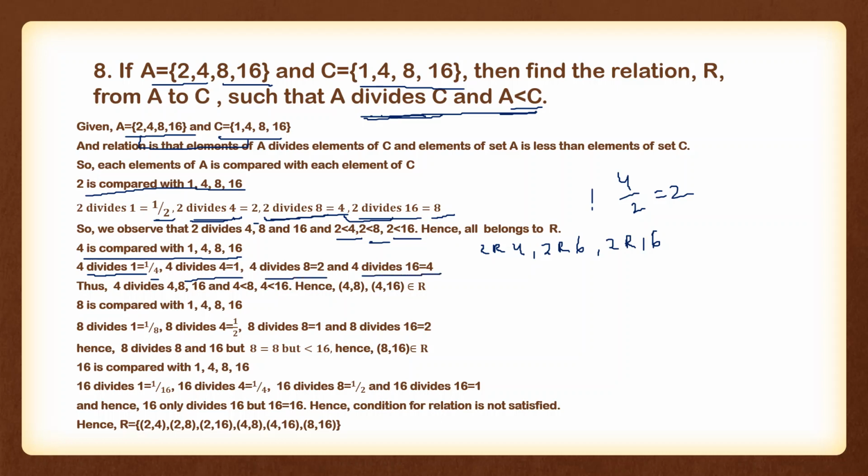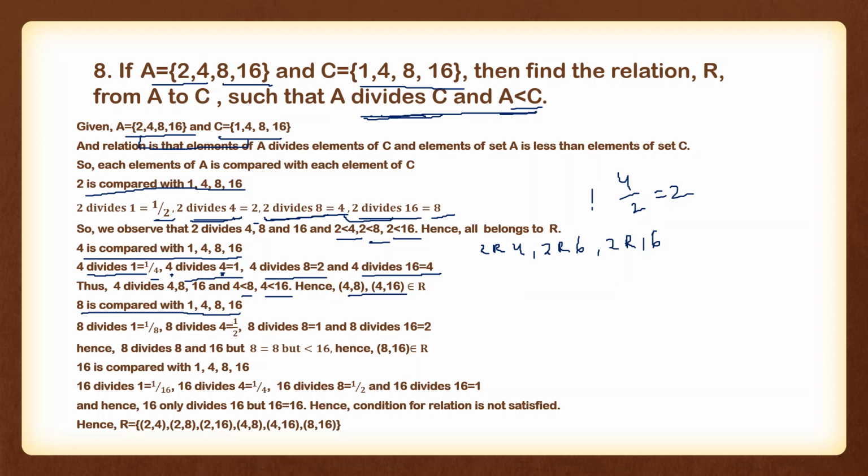So we have three conditions where our first condition is satisfied. So 4 is less than 8? Yes. 4 is less than 16? Yes. 4 is not less than 4. So we have to leave that. 4 4 we cannot take, but 4 8 and 4 16 we can take as a part of the given relation.